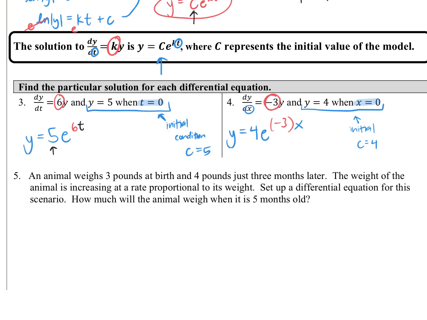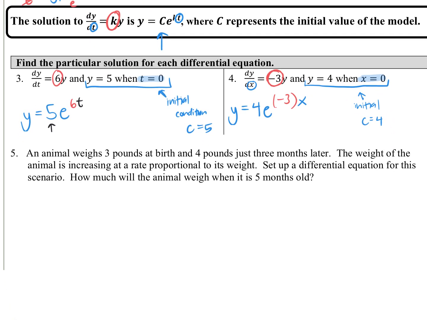Okay. Now let's actually answer some questions with this stuff. We've got an animal that weighs 3 pounds at birth, 4 pounds just 3 months later. The weight of the animal is increasing at a rate proportional to its weight. Set up a differential equation for this scenario. How much will the animal weigh when it is 5 months old?